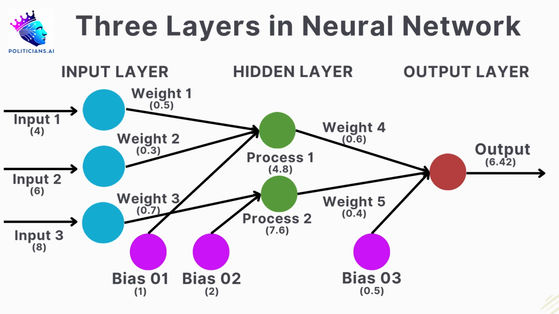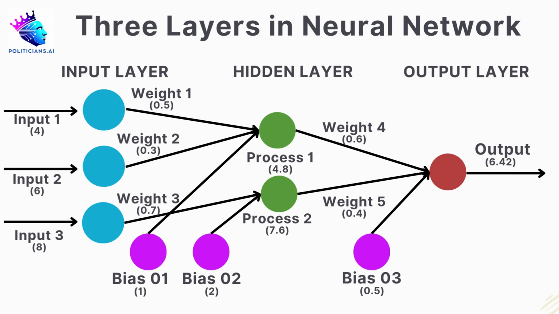Hidden layer. Next, these inputs are sent to the hidden layer, where the actual processing happens. This is where the network learns patterns and relationships in the data. In the diagram, we see that the hidden layer contains neurons called process 1 and process 2. These neurons perform calculations based on the inputs. We call it the hidden layer because the calculations happening here are not directly visible, they are part of the network's internal learning process.